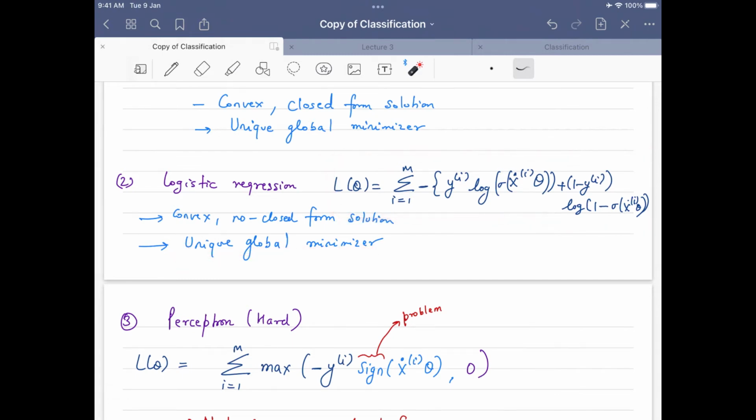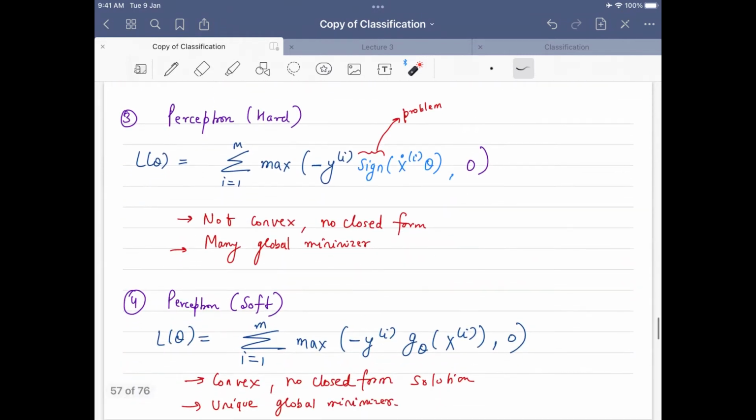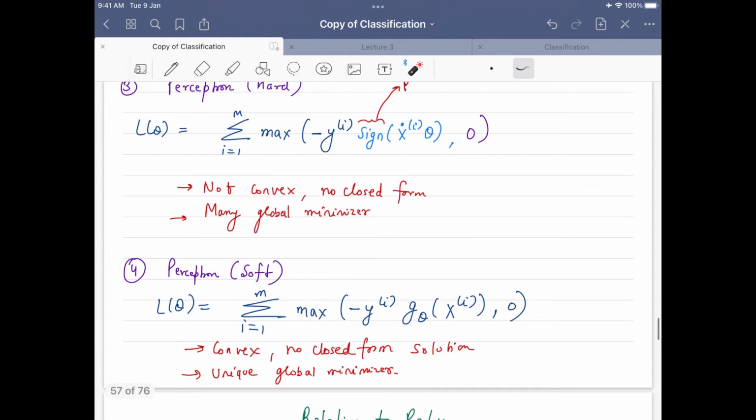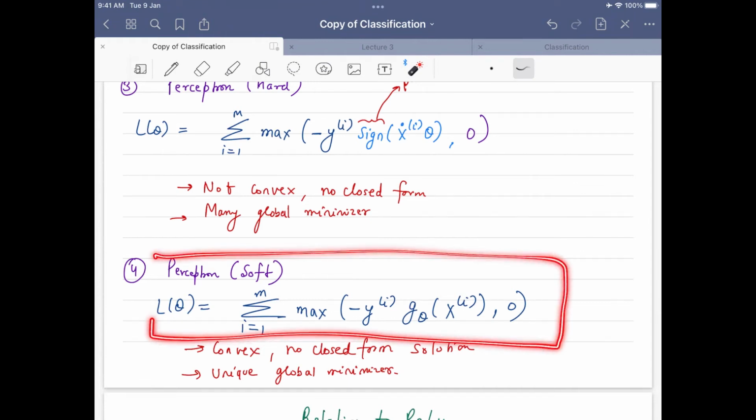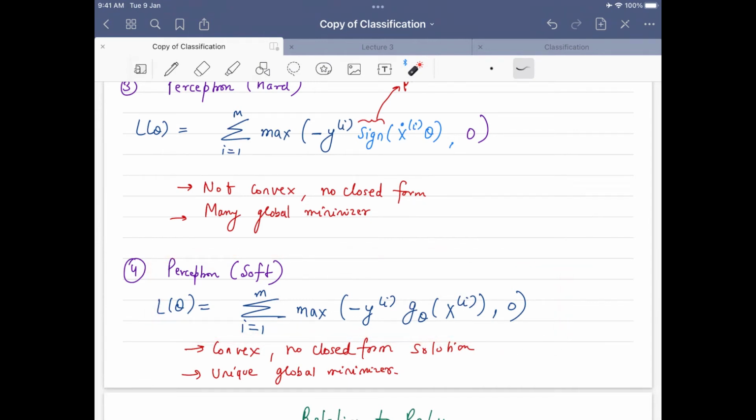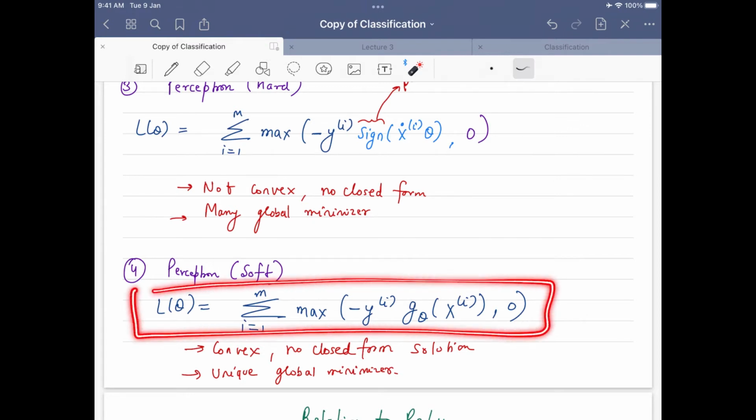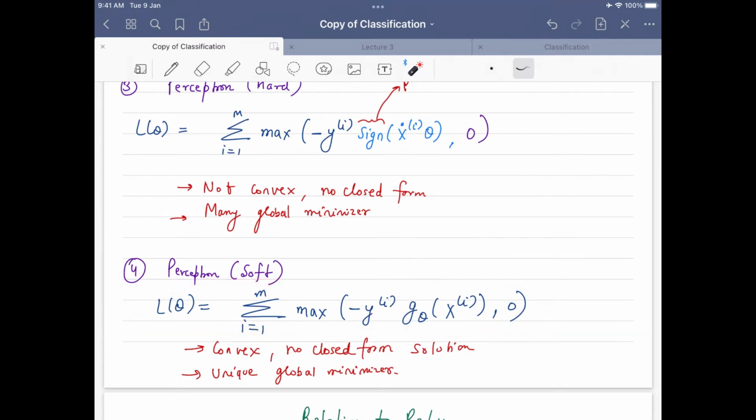Now comes the perceptron algorithm, which we are discussing now. We have discussed this particular algorithm on this side. You can see here it is also called soft perceptron. Why we are calling it soft will be clear in a while, but this is the function which we are calling the soft perceptron loss function. It is also convex, it has no closed form solution, and it has a unique global minimizer. This is the property of the soft cost function that we have over here.